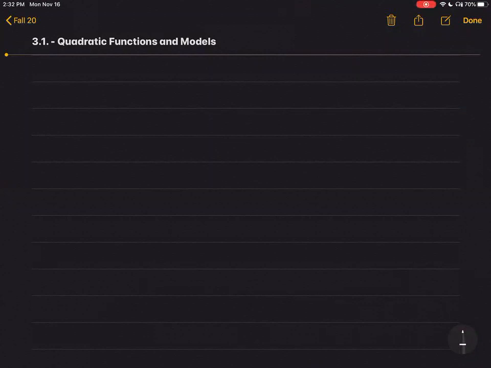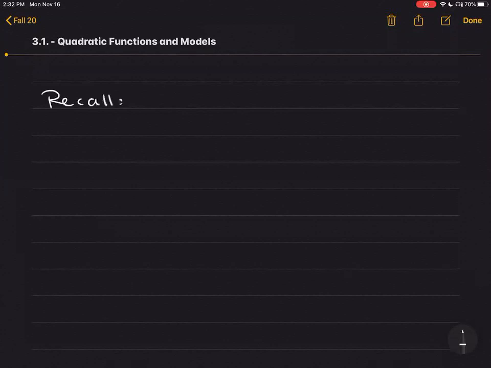The section is on quadratic functions and models. It is the first section in chapter 3, which is on polynomials and rational functions in general. But for now, let's focus on quadratic functions. So we've already kind of talked about them a little bit.